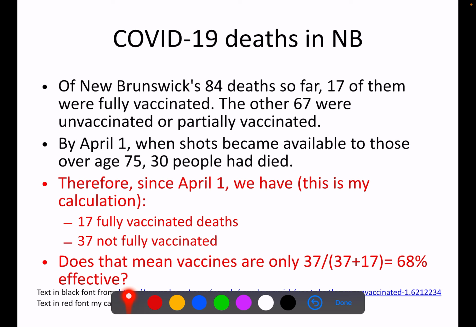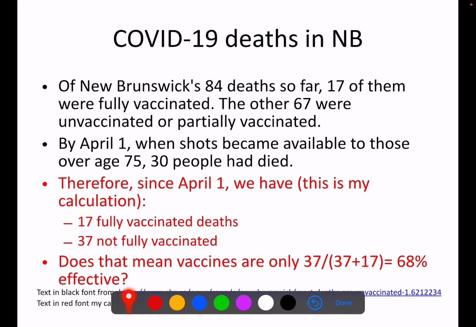So does this mean that vaccines are 37 divided by 37 plus 17, or 68% effective, right? Can I say that 17 people who were fully vaccinated died versus 37 people, and divide those and say the vaccine effectiveness is 68%? Yeah. So the first deaths, were they by age of over 75? Because you removed 30 people that died over 75, but the first of 67?